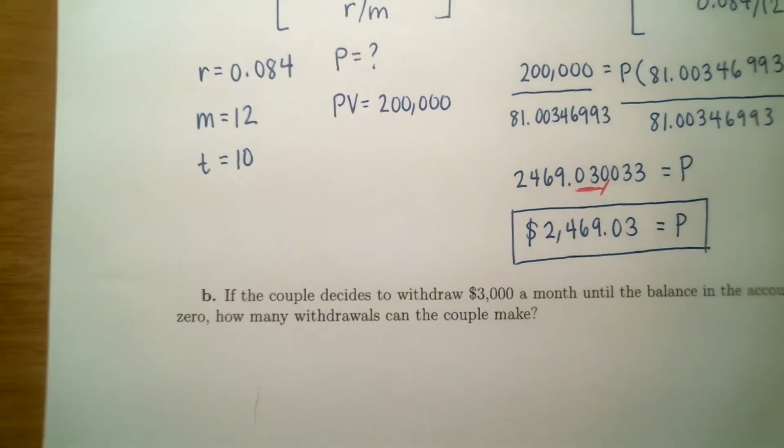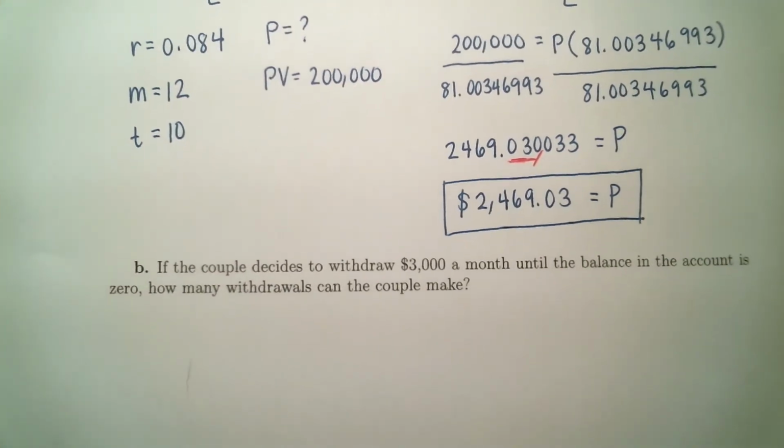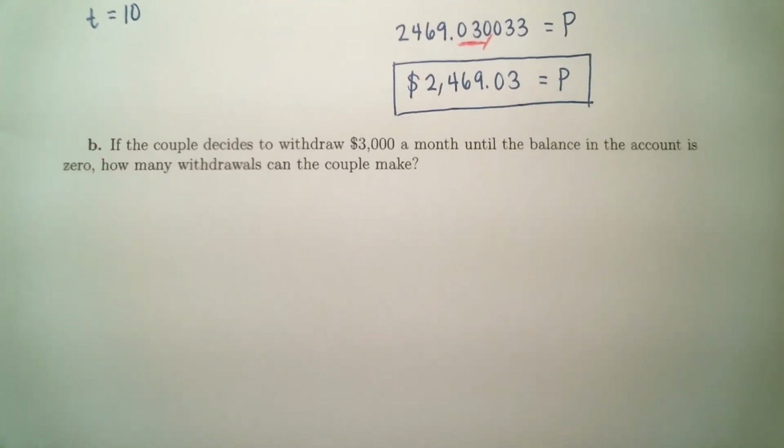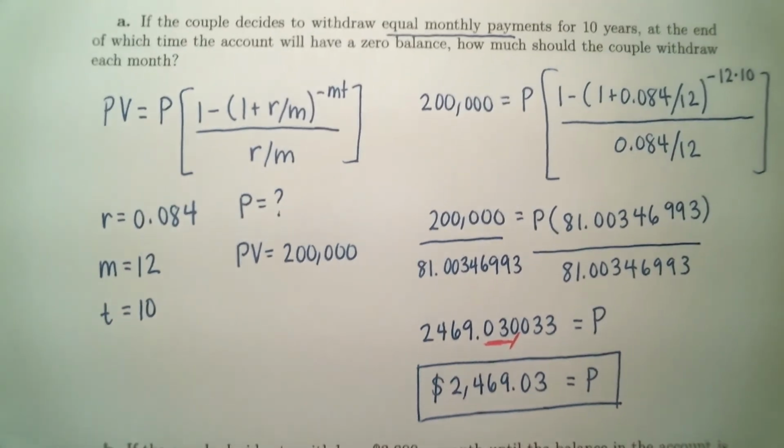Part B. Okay, so in part B, it's a little bit different. It says, if the couple decides to withdraw $3,000 a month until the balance in the account is zero, how many withdrawals can they make? All right, so it's a little bit of a flip here.